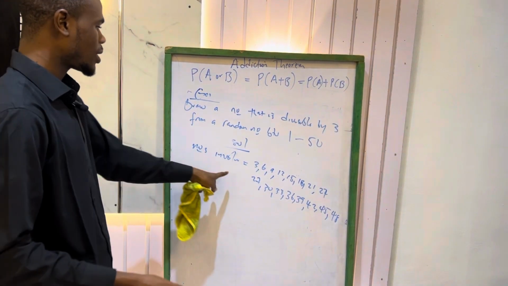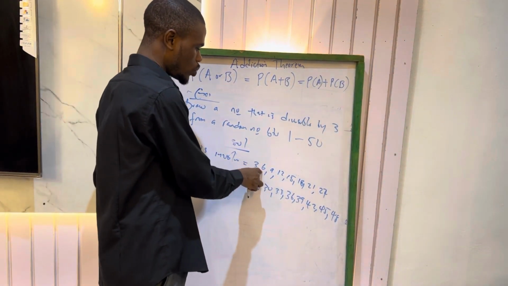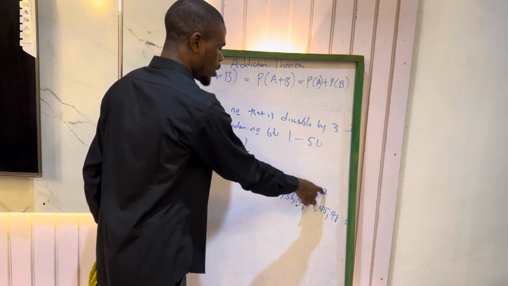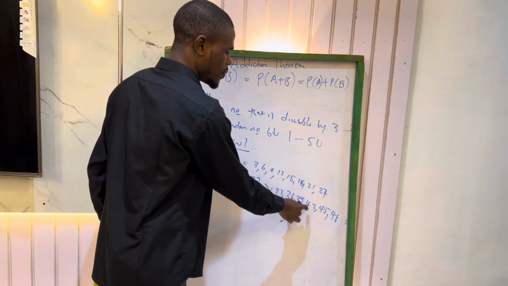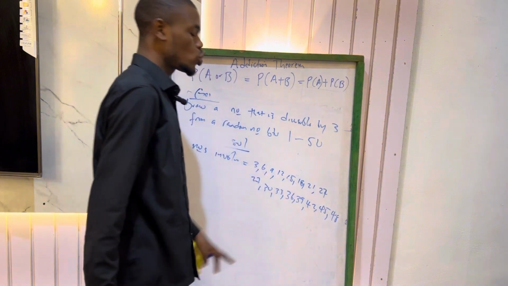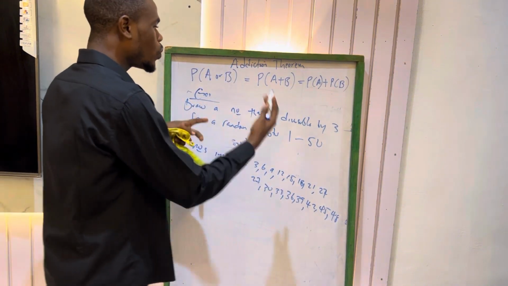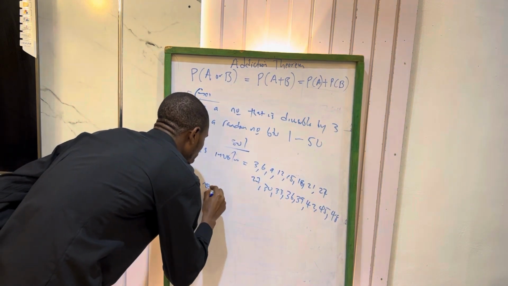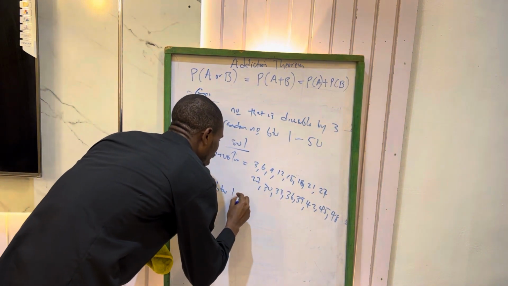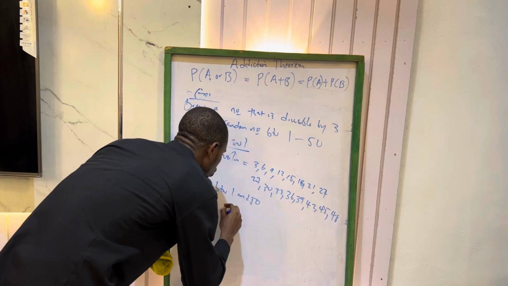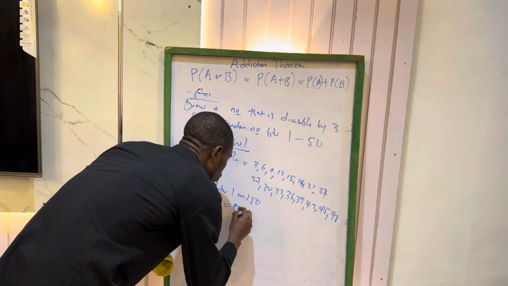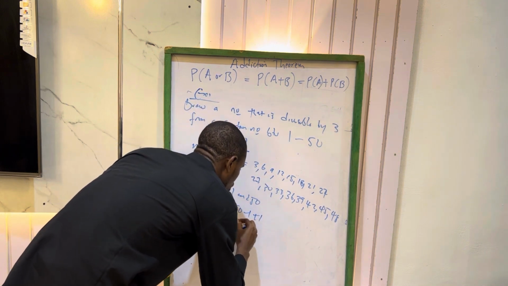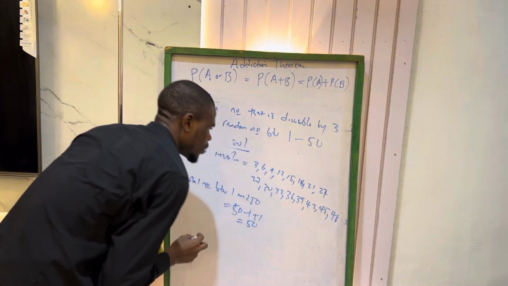So in total, how many numbers are divisible by 3 here? We have 1, 2, 3, 4, 5, 6, 7, 8, 9, 10, 11, 12, 13, 14, 15, 16. So we have 16 numbers divisible, all over the total numbers between 1 and 50, which is 50 minus 1 plus 1, equals 50.